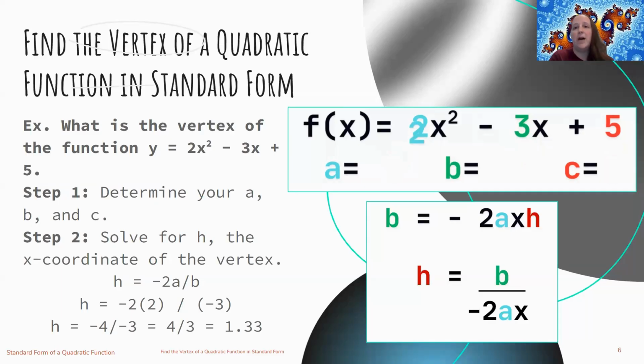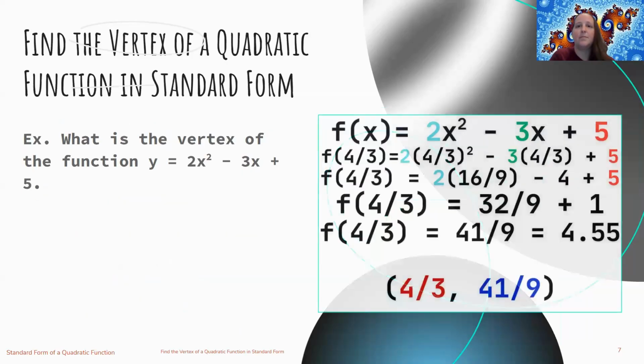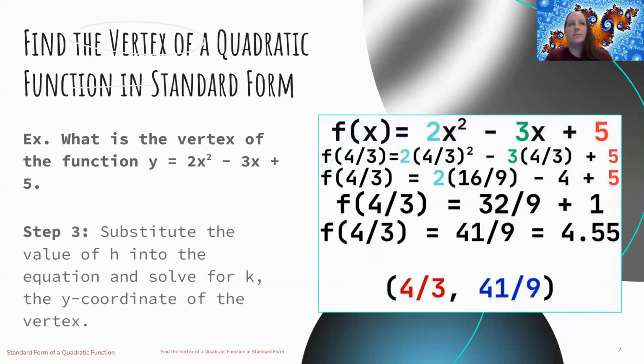Okay, and then I can just simply solve that. So I can substitute the values in for a and for b, and I can find my h. In this case, my h is going to be 1.33, or 4/3. Okay. Then I can substitute that value into my original equation and solve for y. So f of 4/3 equals 2 times 4/3 squared minus 3 times 4/3 plus 5. Okay, and I get 41/9 or 4.55.